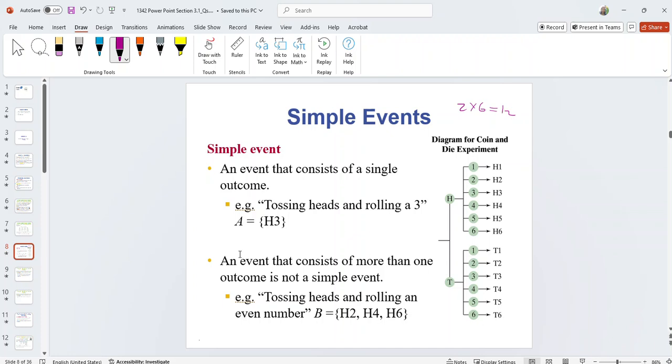And then if you want a head and also a 3, that is only one. Same thing if I say tail 2, the tail and the number 2 is also only one. So each one of these is only one.